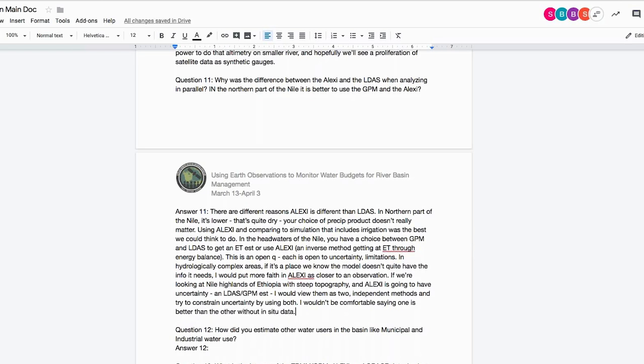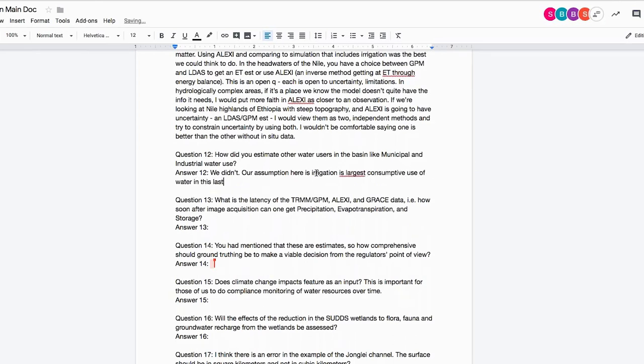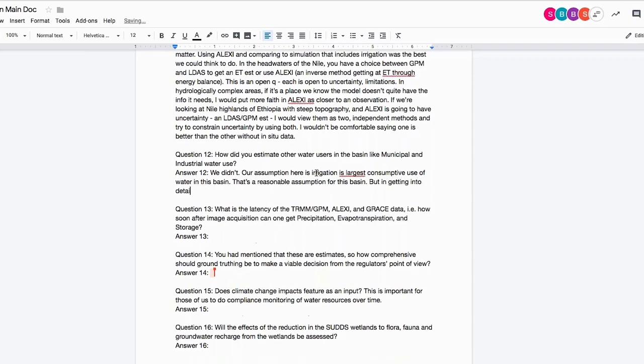Another question, how did you estimate other water users in the basin, like municipal and industrial water use? Great question, we didn't. Our assumption here is that irrigation is far and away the largest consumptive use of water in this basin. I think that's a very reasonable assumption for this basin, but certainly when getting into the details, particularly in more urbanized areas, you would want to account for such users.